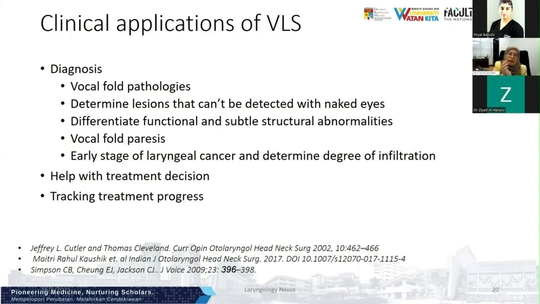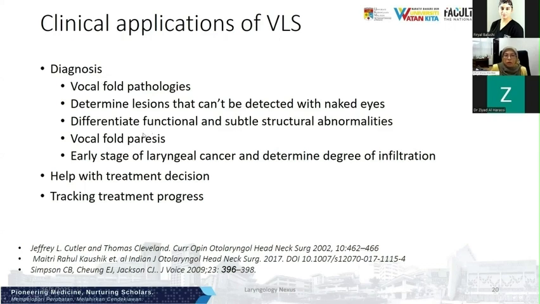But it is mainly to determine lesions that can't be detected with naked eyes. So that is, have a higher function in terms of that. So I will show some cases which depict what I mean by it, enabling you to see lesions that can't be detected with naked eye.